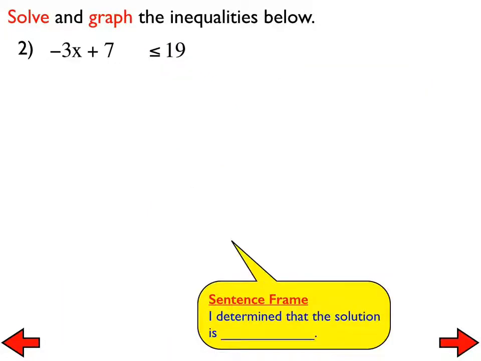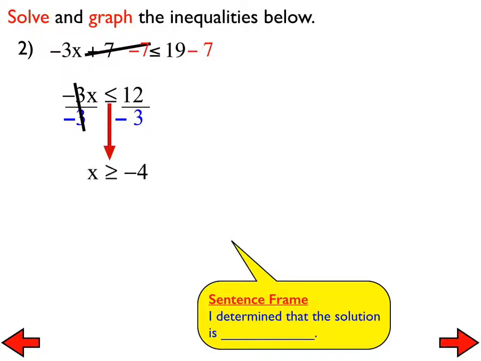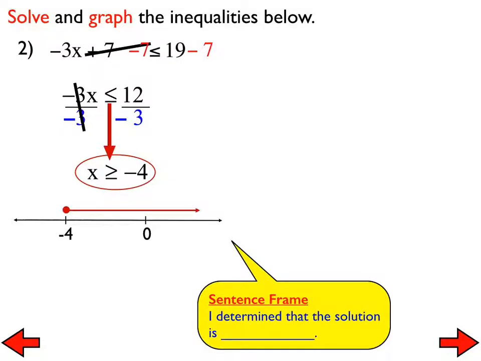All right, everybody try number 2. x is greater than or equal to negative 4. Very good. We have to subtract 7 from both sides, then divide both sides by negative 3. We have to flip or reverse the inequality symbol in this one because we divided by a negative number. The solution is x is greater than or equal to negative 4. The graph, closed circle, because we actually are including negative 4 this time, arrow to the right.